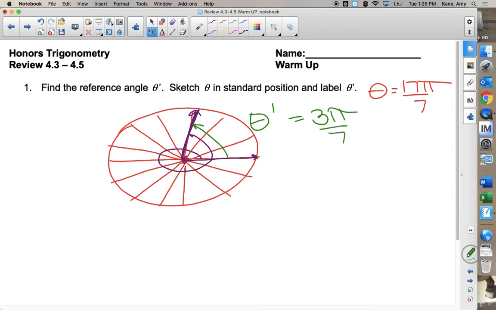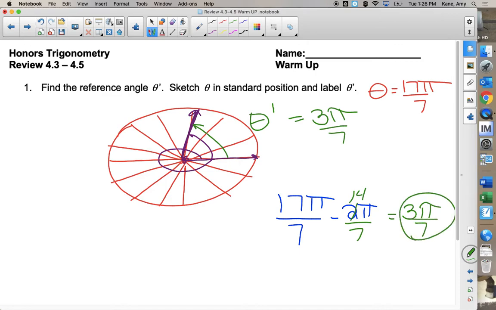What would be another way you could find the reference angle? If I said don't draw the diagram and just find the reference angle, how would you find it? You would do 17 pi over 7 minus 2 pi. 2 pi is really 14 pi over 7. When you subtract, you get 3 pi over 7. That tells you how far past 2 pi you've gone, so the distance you're passing 2 pi is also the reference angle: 3 pi over 7.